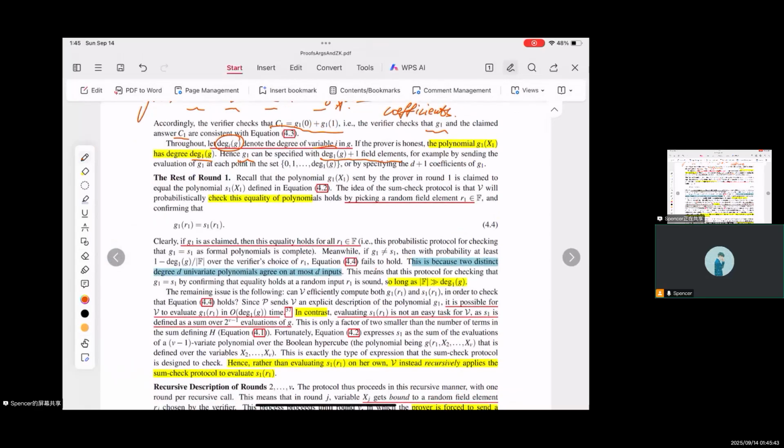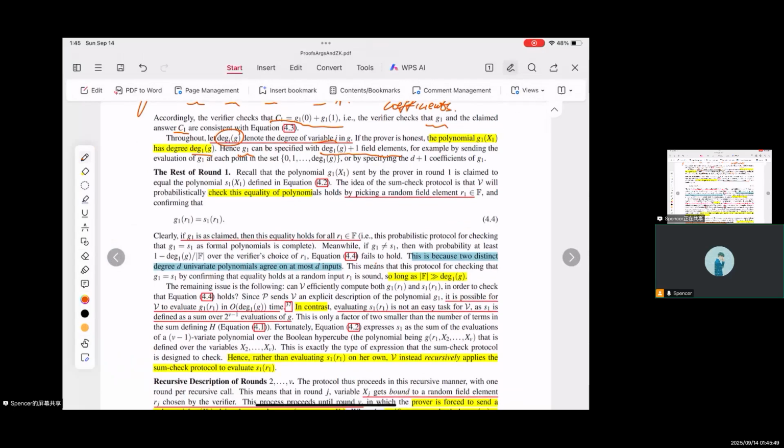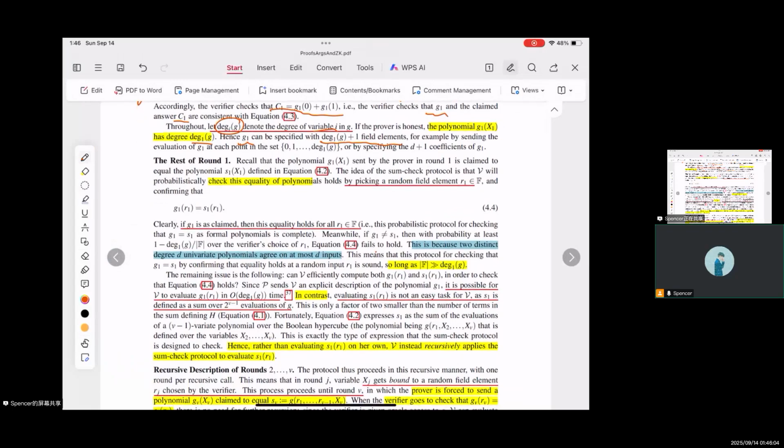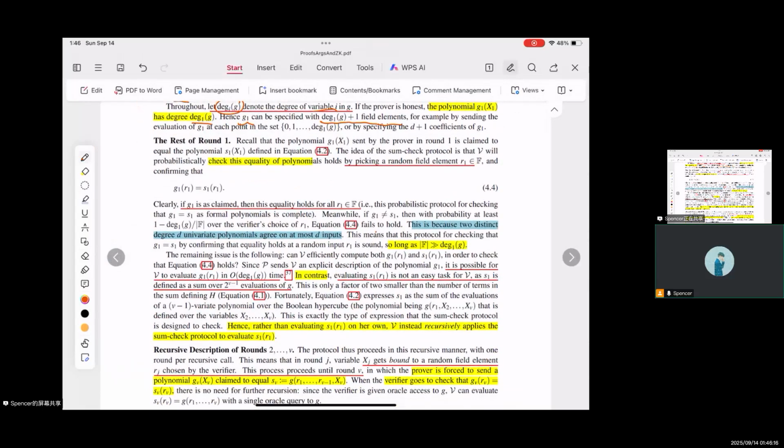And the rest of round 1: after g1 is sent by the prover and claimed to equal the polynomial s1, the idea of the sum-check protocol is that the verifier should probabilistically check this equation of polynomials by picking a random value r1 from the field F and confirming that g1(r1) equals s1(r1). Clearly, if g1 is as claimed, this equality holds for all r1, because the two polynomials are equal to each other. For all r1 chosen by the verifier, this equality holds. It's a must.